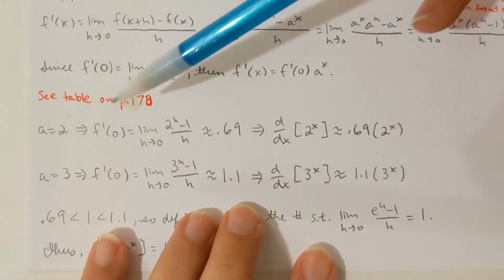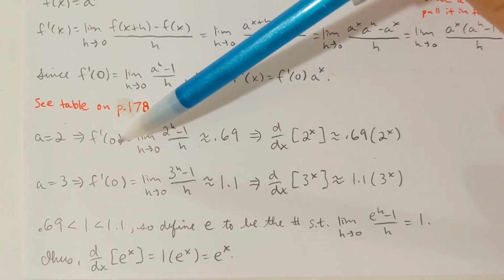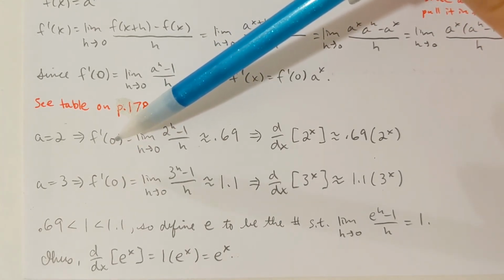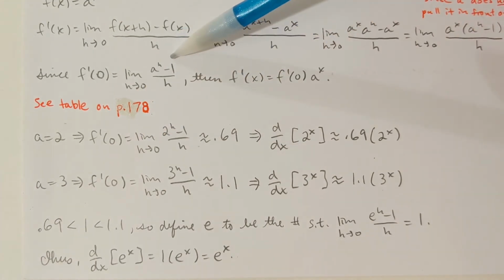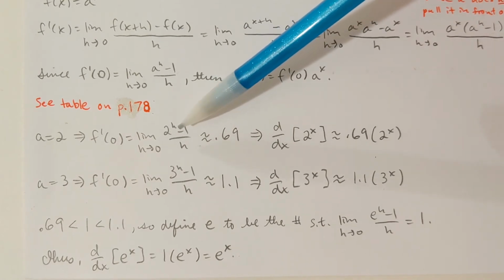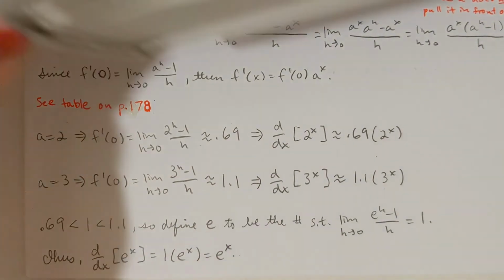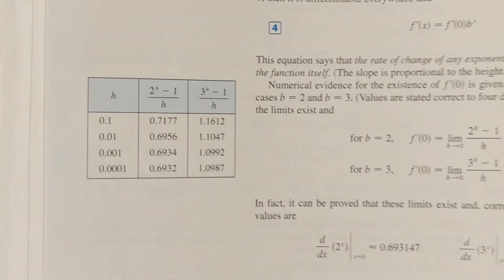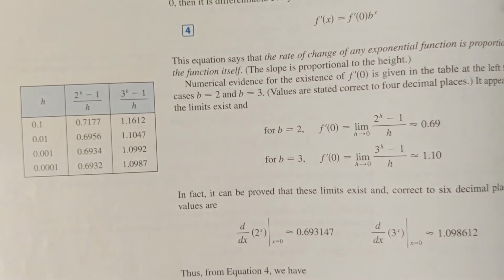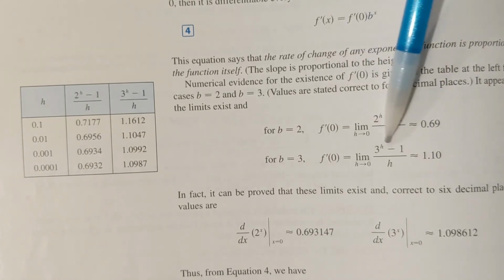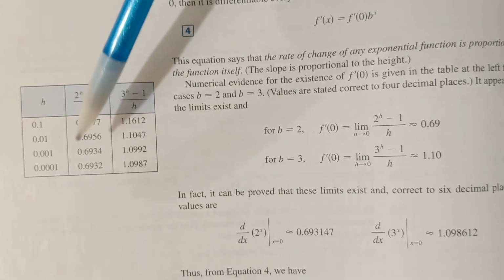What if we have a being 2? Then let's find the slope of the graph at 0 for y equal 2 to the x. I'm using this formula here, and so a is 2. Now, in your book, on page 178, they're describing this same problem. And so here's where I'm at in the calculation so far. We have f prime of 0 is this limit here.